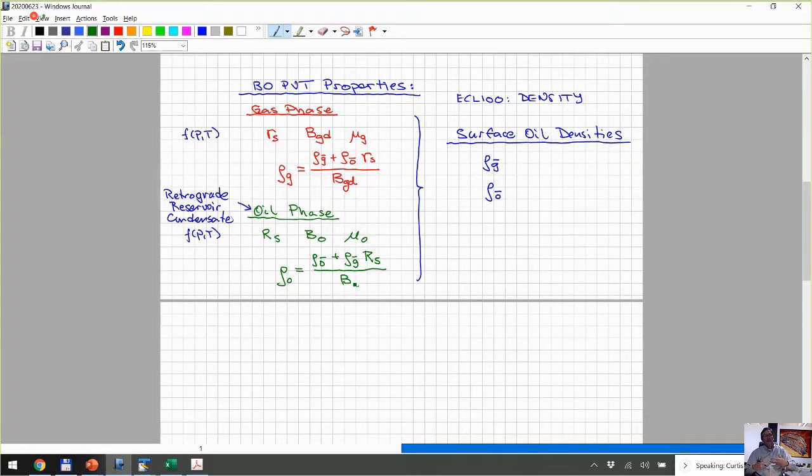So internally in Eclipse or internally in Prosper, it will make these calculations of gas and oil density at P and T. You don't read those in as tables. You simply read in these two numbers together with the other pressure dependent properties.